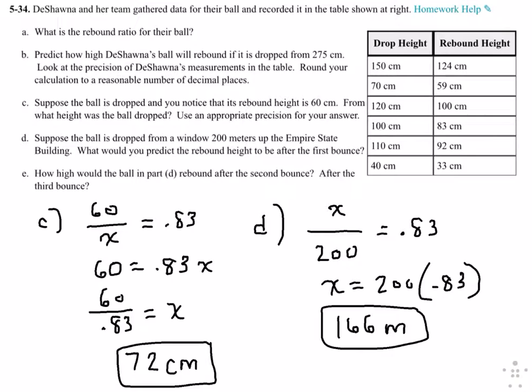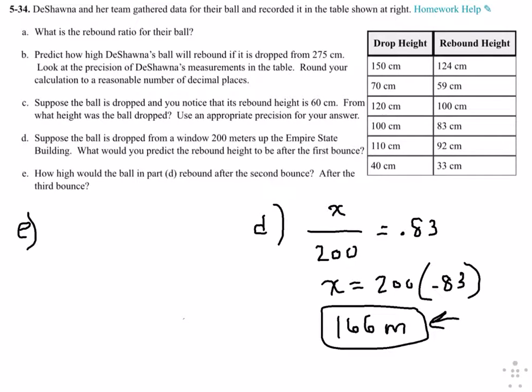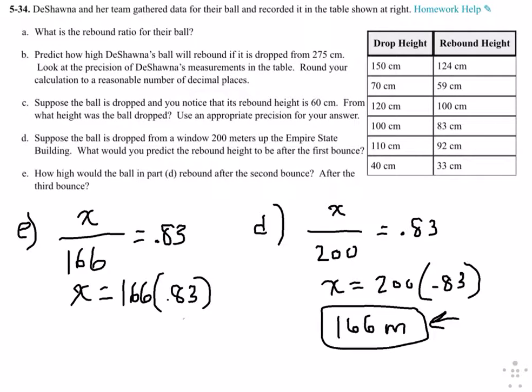And then it says for E, how high would the ball rebound after the second bounce? Okay, so after the second bounce. So let's clear C. I'm going to leave D since we need that answer, right? So for this one, after the second bounce, in this case, this 166 becomes the original height, right? So 166, and we're looking for how high it's going to bounce this time. Again, the rebound ratio stays the same. So X equals 166 times 0.83, which comes out to 138 approximately, 138 meters. That's what I would predict it would bounce to.